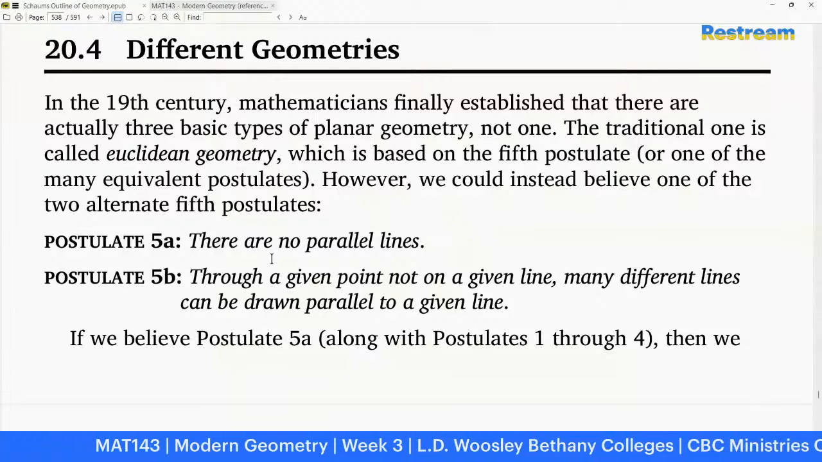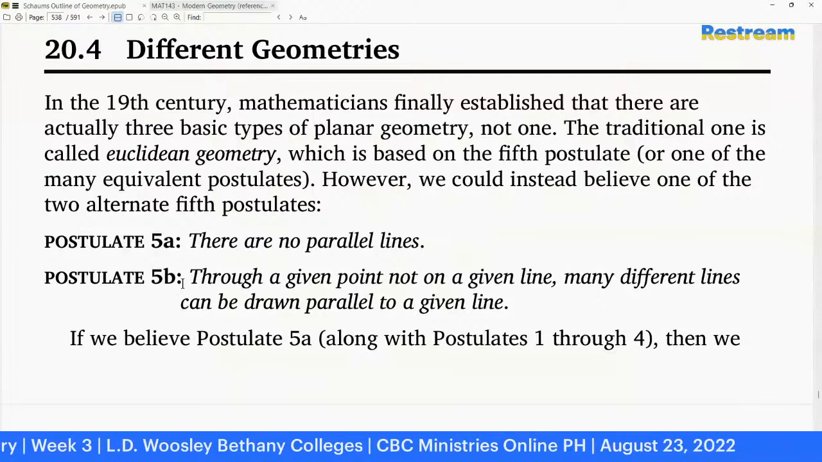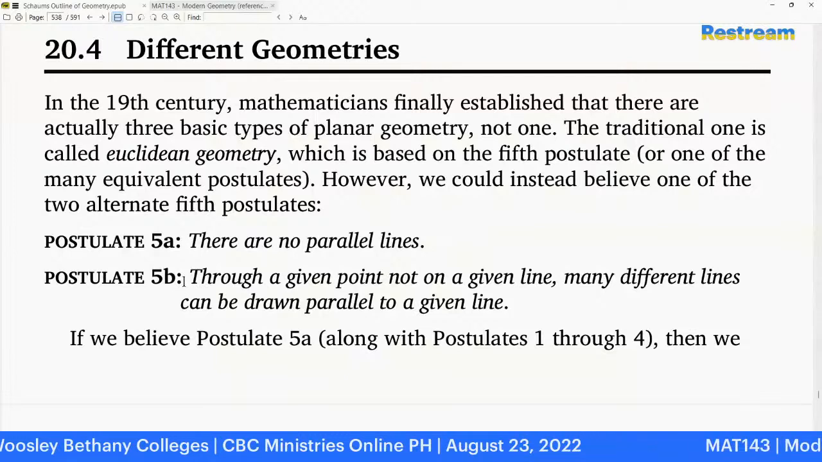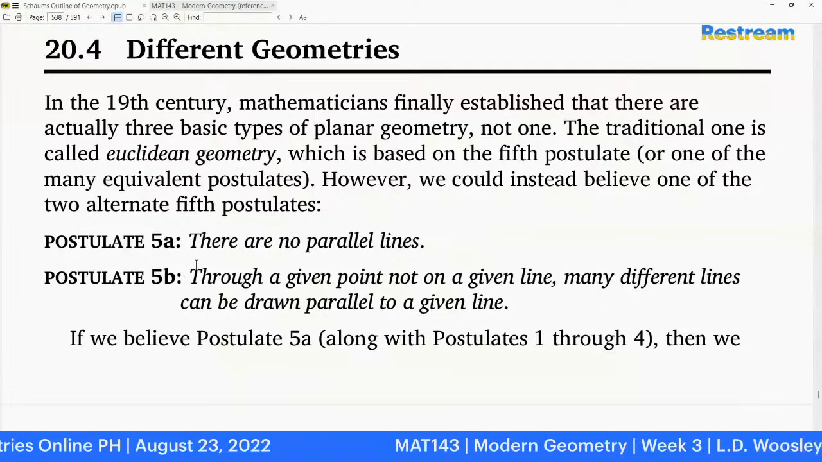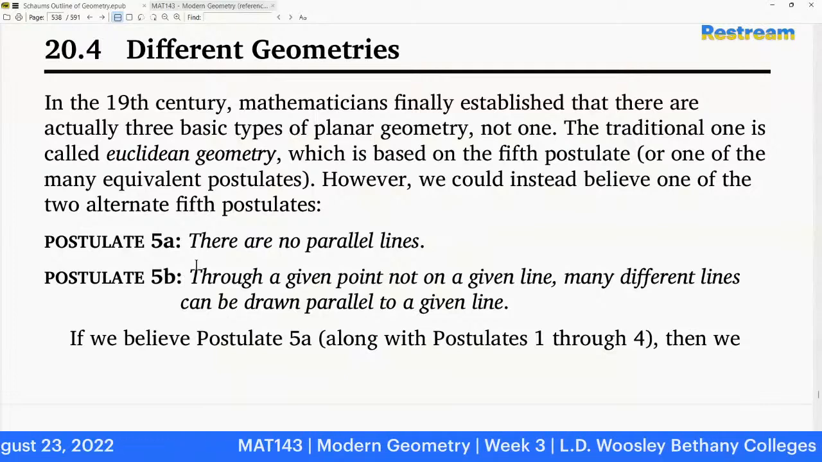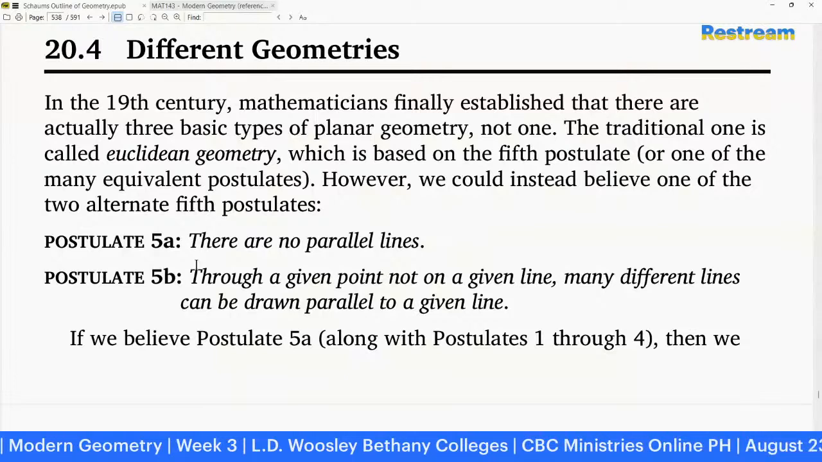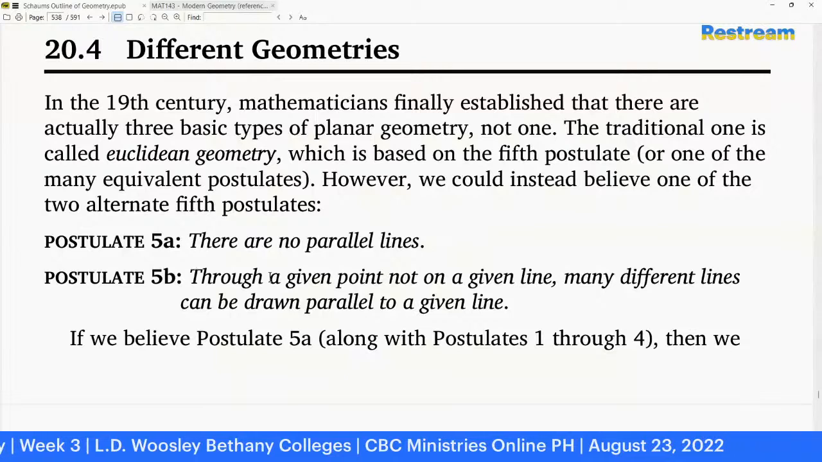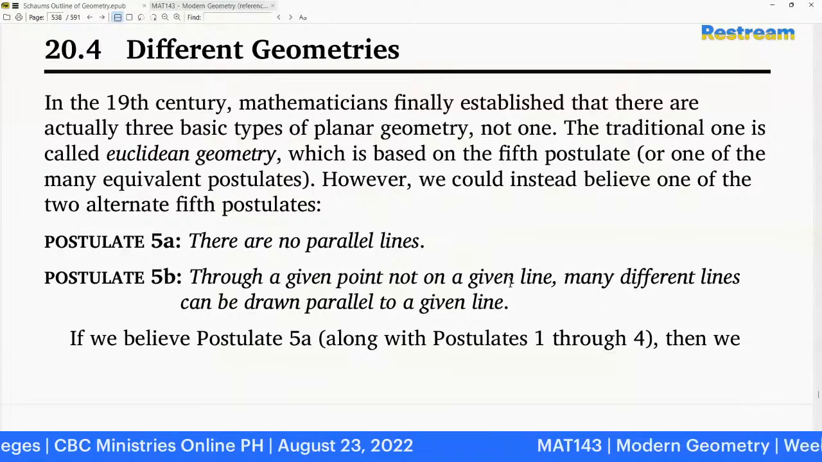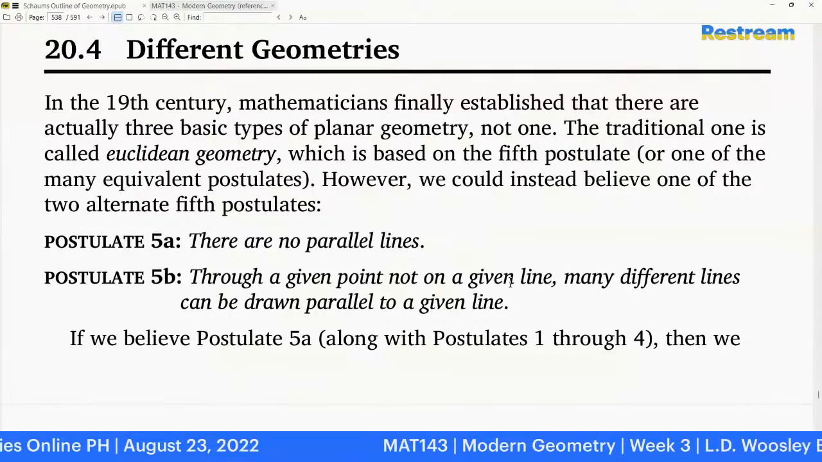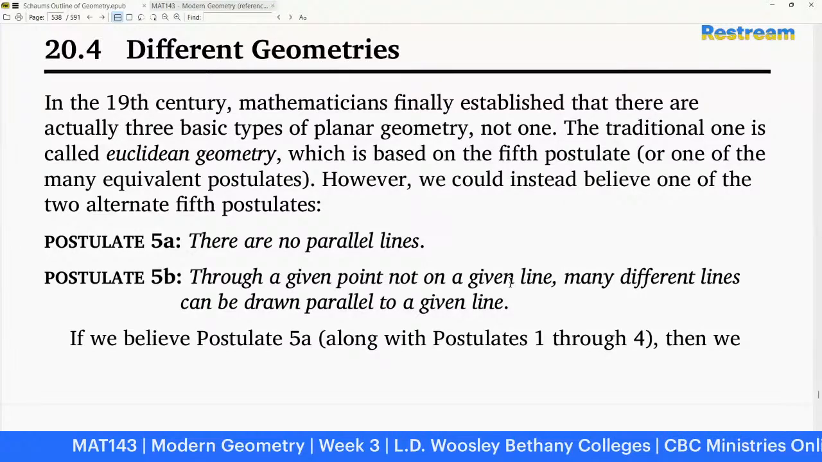First is there are no parallel lines. No, kasi based on spherical geometry, talagang walang parallel lines na given 2 points. No? With a line given 2 points, it will always intersect at a certain point in the sphere. Or through a given point, not on the given line, many different lines can be drawn parallel to the given line. That's hyperbolic naman. Now, sa sphere, magi-intersect.